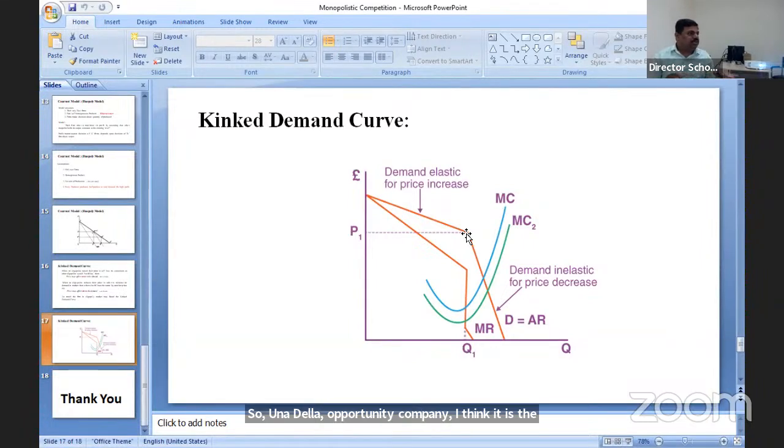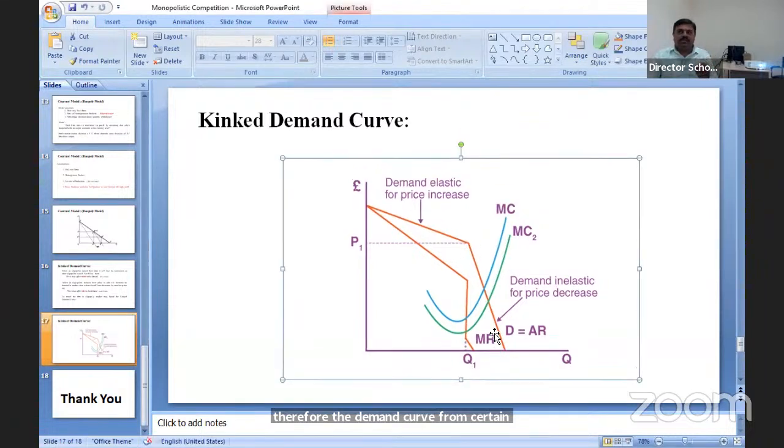Less elastic demand. The change in demand is less. So therefore the demand curve from a certain point becomes less elastic. From that point to this point, the demand curve becomes less elastic. In the same situation, in the same market condition, the demand curve shows two situations, more elastic and less elastic. And therefore the demand curve becomes kinked.